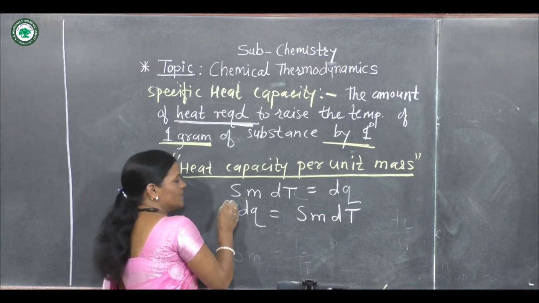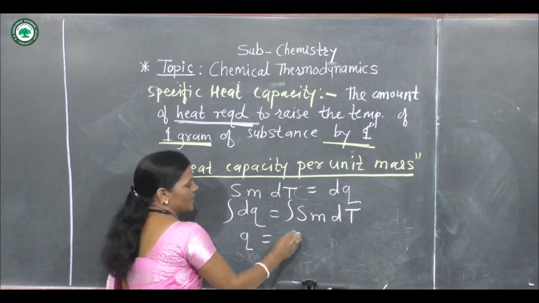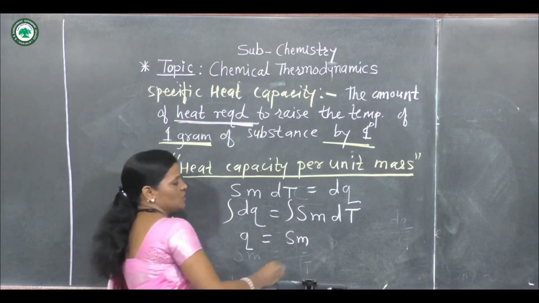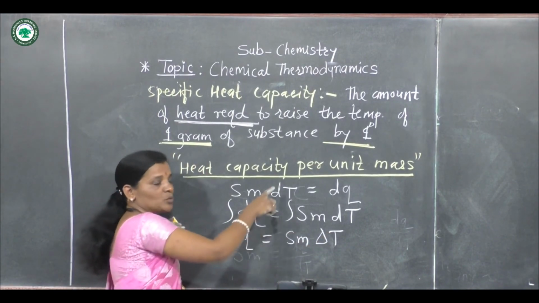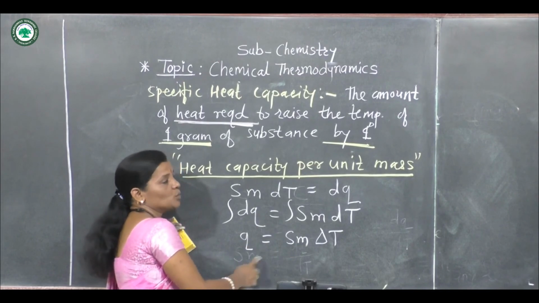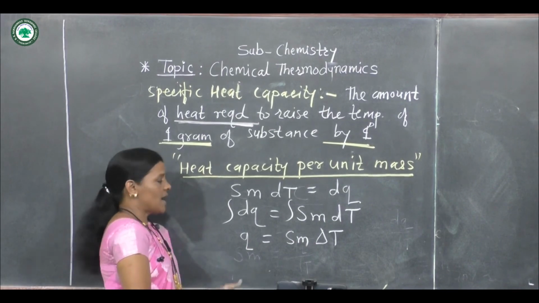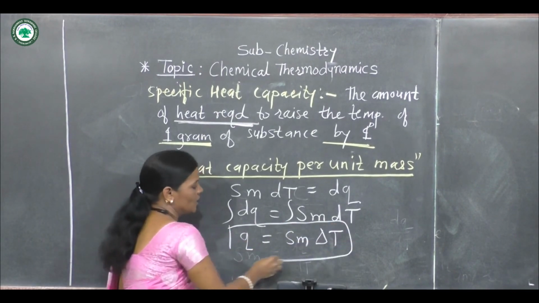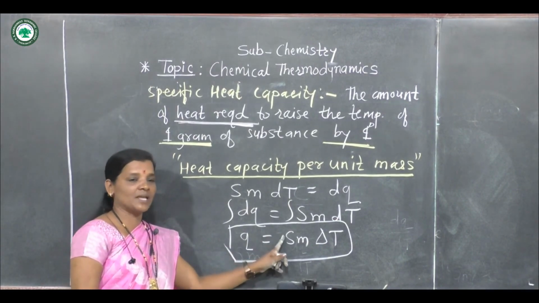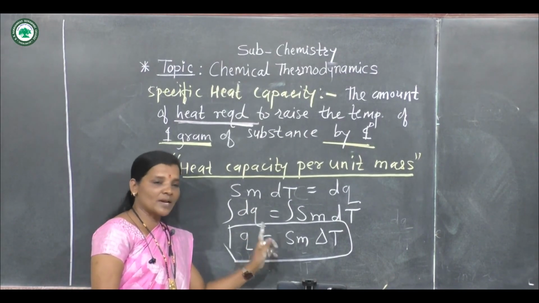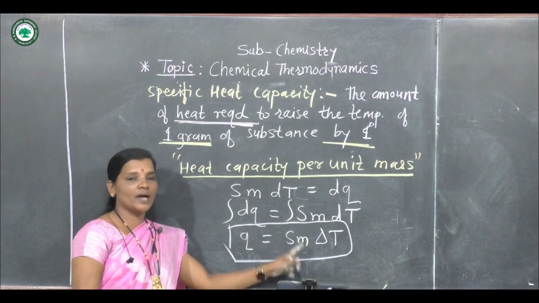So here we have to integrate this equation. We get Q is equal to S and M, which are constant, times del T, because the integration varies from T1 to T2. So Q is equal to S into M into T2 minus T1. This formula is very important to find the specific heat capacity for a given substance, to raise its temperature, for 1 gram of that substance, by 1 degree. So Q is equal to S into M into del T.